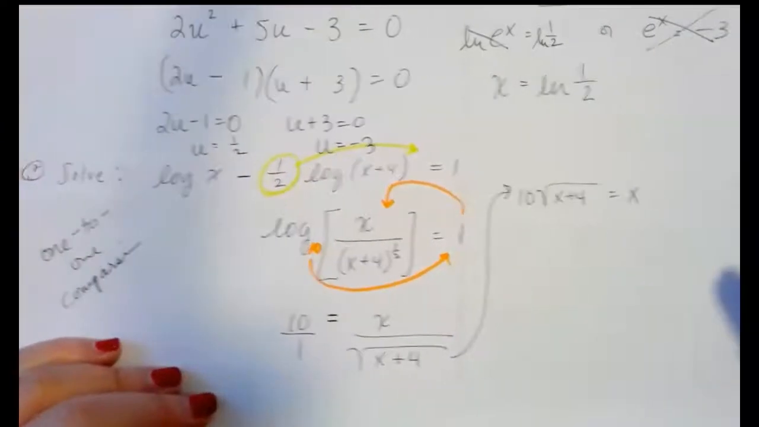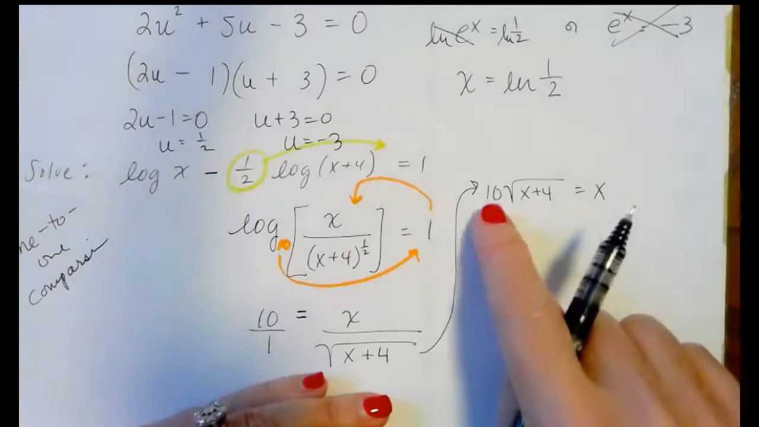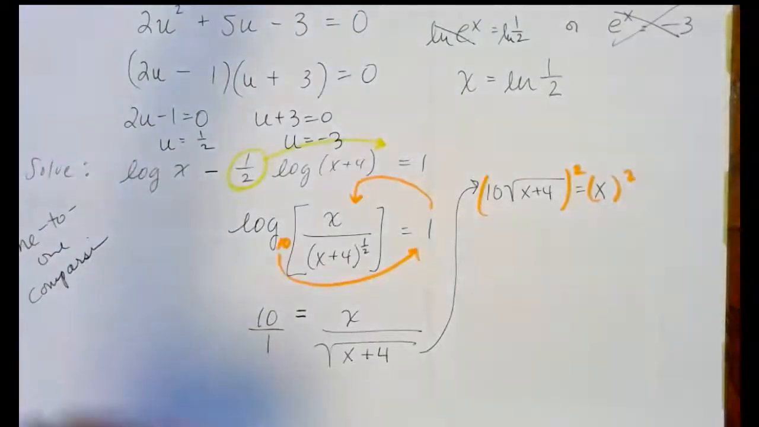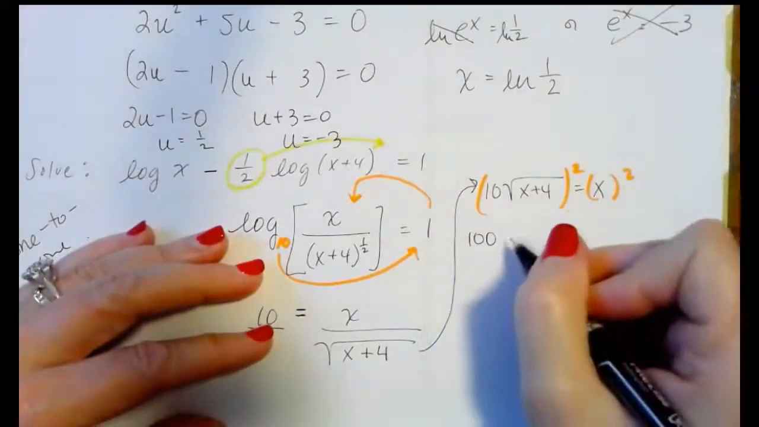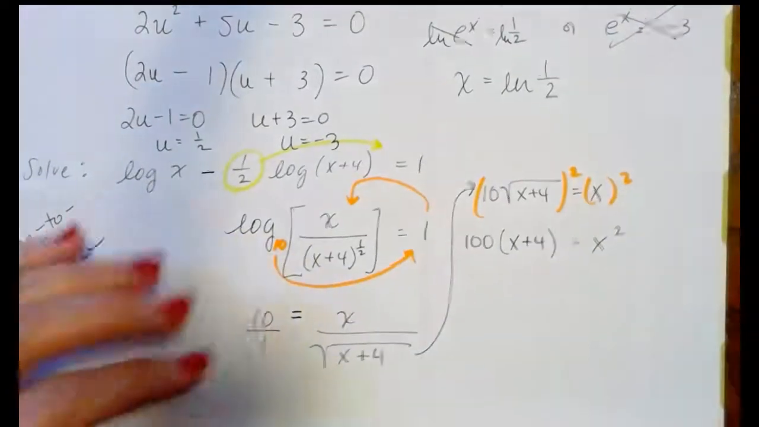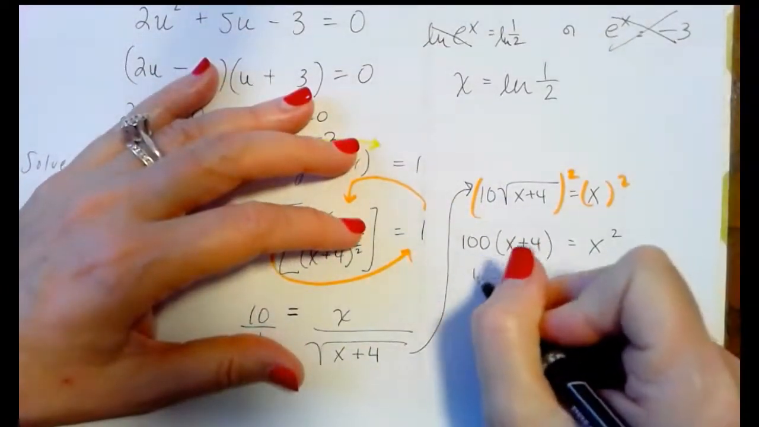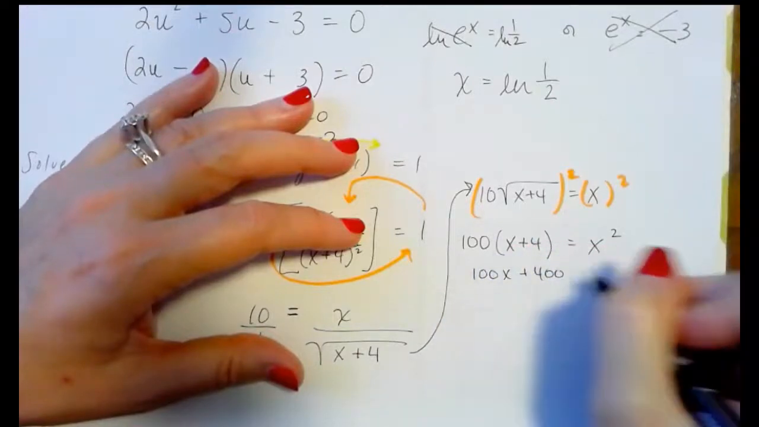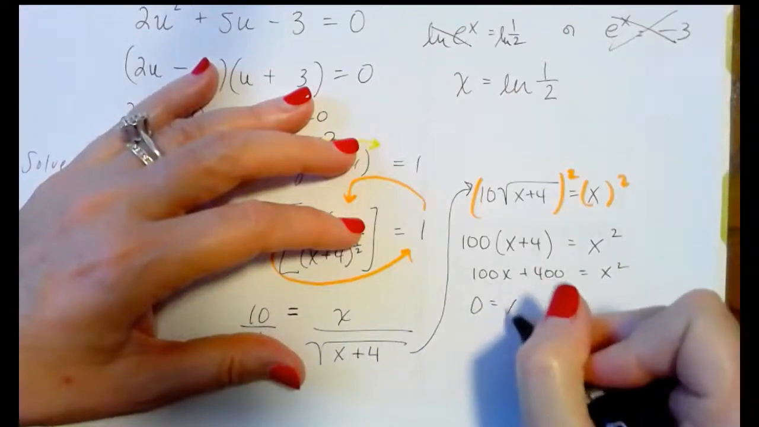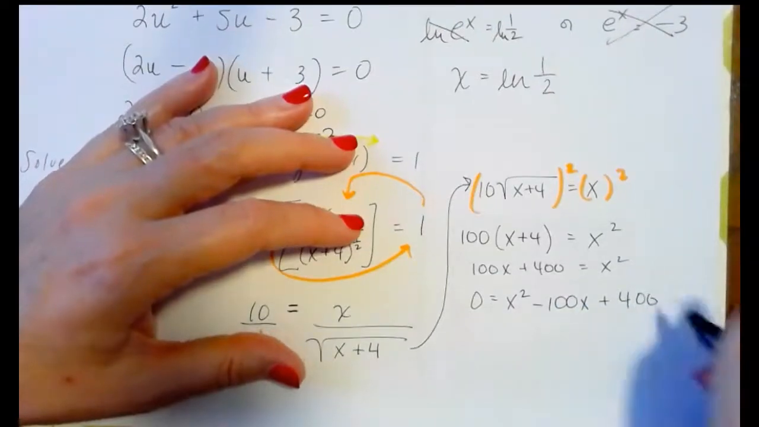So this is turned into a nice little radical equation. We need to isolate that radical and square both sides. And we'll just square it with a 10 in front. It's going to turn into 100. So this is going to turn into 100 times x plus 4 equals x squared. And after we square both sides, it's just become a quadratic equation. So 100x plus 400 equals x squared. So I'm going to keep my x squared positive, so 0 equals x squared minus 100x plus 400.